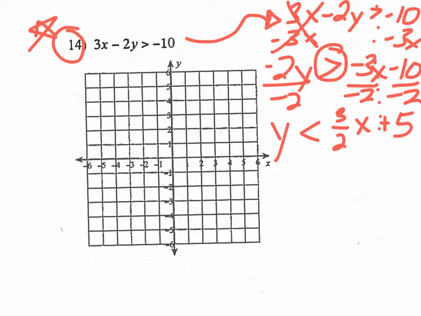Okay, so I'm going to plot my y-intercept at positive 5 and then use that slope of +3 over +2. But if I do that, I would be somewhere up here. So instead of going up and then over, I'm going to go down 3 and back 2. Same thing as going up 3 and over 2. Okay, so I'm going to get all these points. And this is going to be a dashed line because it's not equal to.